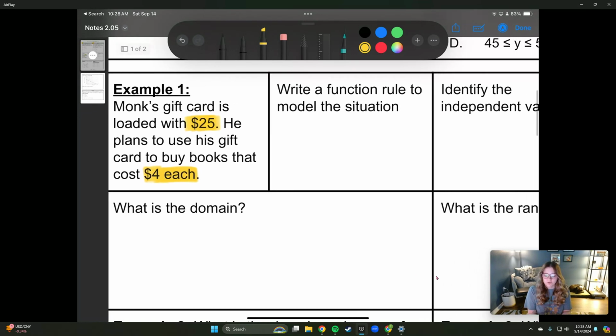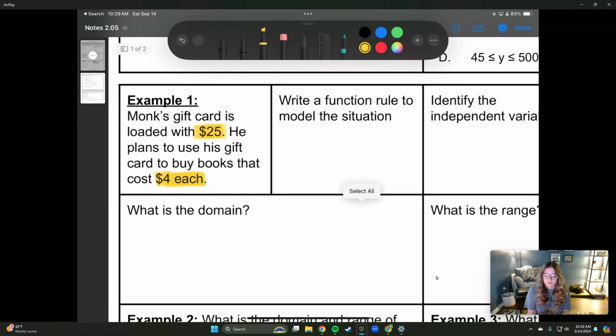So we're going to write a function rule to model the situation. So to write a function rule, we just want to kind of figure out what we have here. Well, if he has a gift card of $25 and he plans to use his gift card to buy books, and those books are $4 each, some important things are we need to know what the cost of the books are going to be. Okay. What's the cost of the books? And we're doing a function, so our input is going to be X, which I'm going to say is the books, right? Books are going to be X.